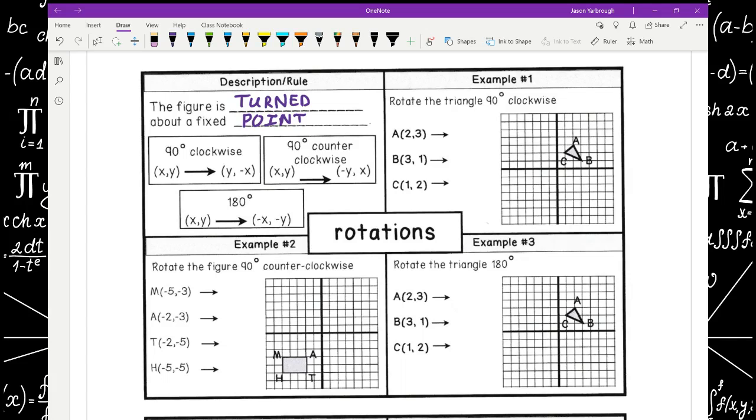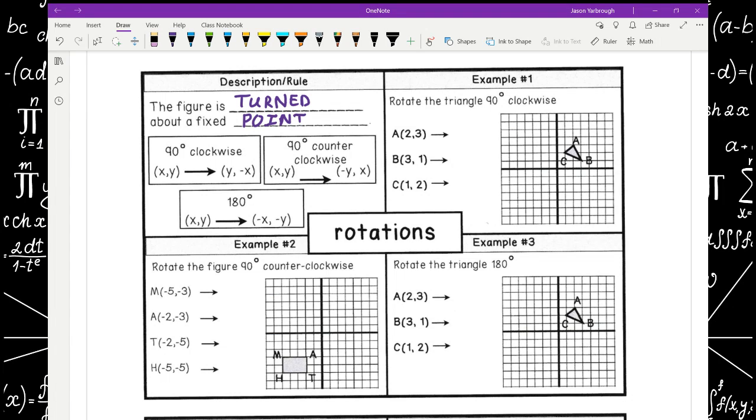This lesson's on rotations. A rotation is when a figure is turned around a fixed point. There are certain rules that you can apply to doing these, and you can remember the rules or you can remember a shortcut. I'll first explain what the rules are, but then I'll also explain maybe the logic behind this, and you can kind of work with it that way.